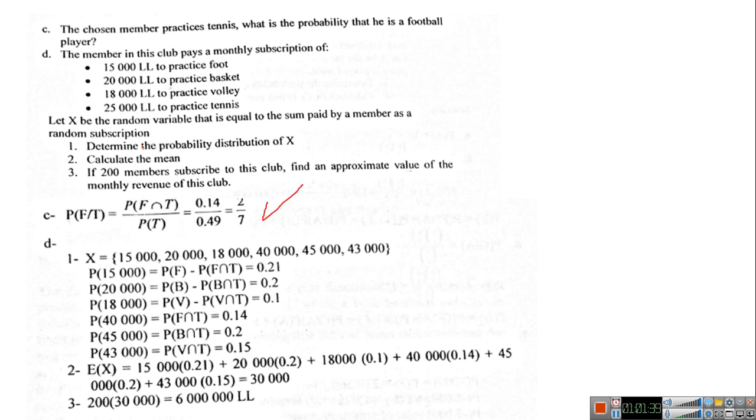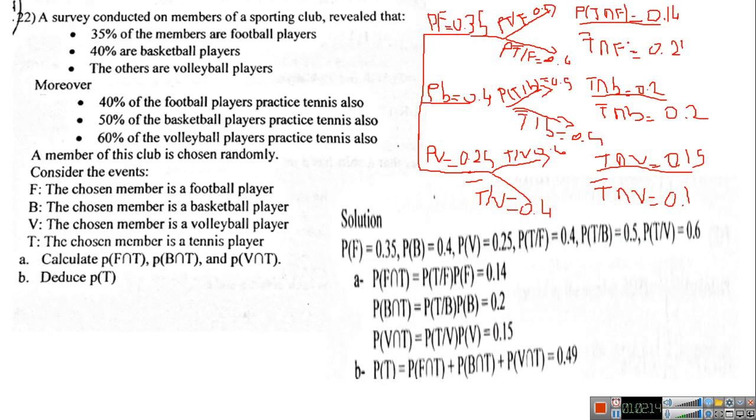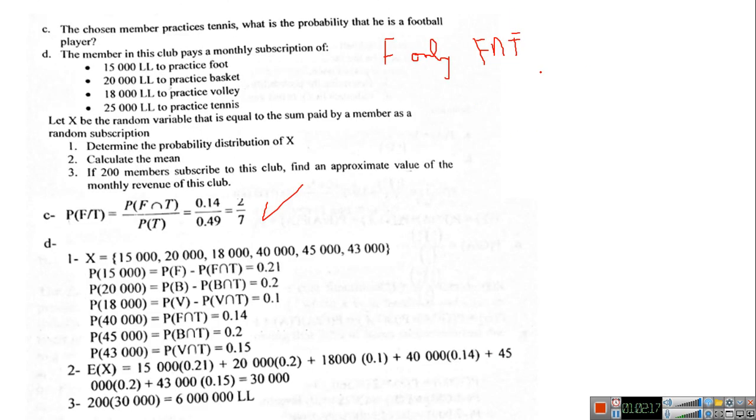The member in this club pays a monthly subscription of 15,000 for football, 20,000 for basket, 18,000 for volley, and if he practices tennis more, it is 25,000. So how many possibilities do I have? We can have football only, F only, without tennis, I mean F and T bar. We have everything in the table: F without tennis is 0.21.